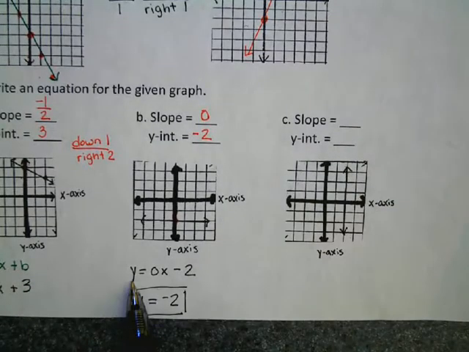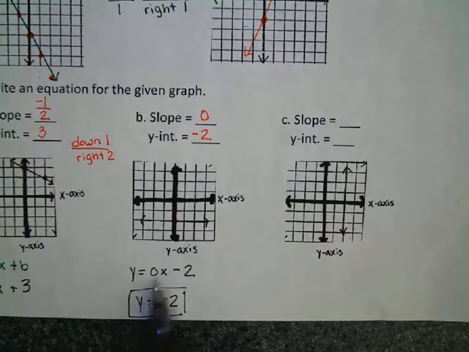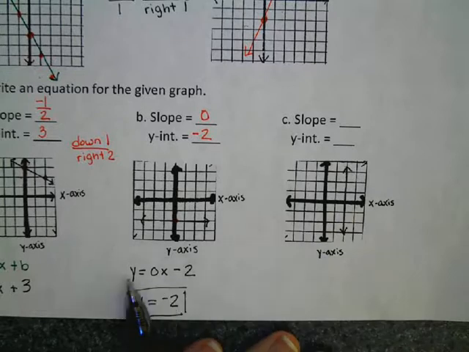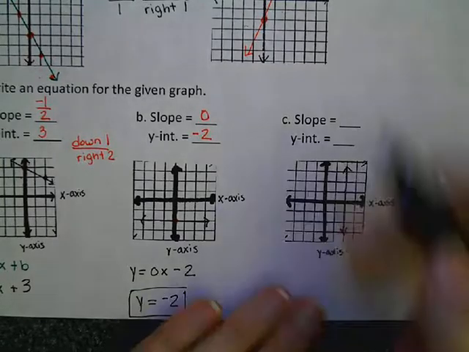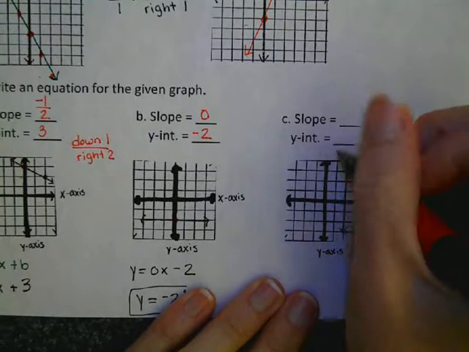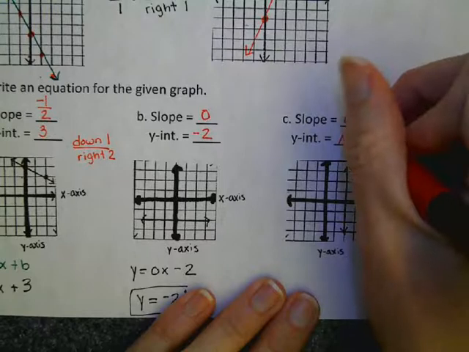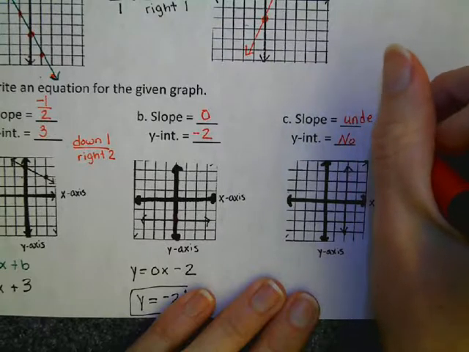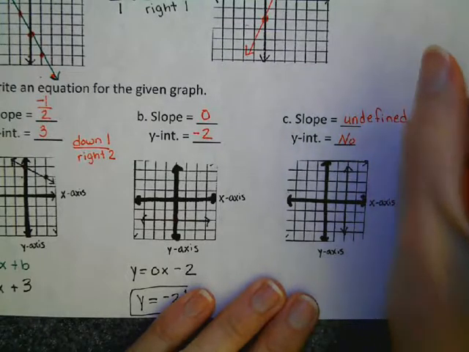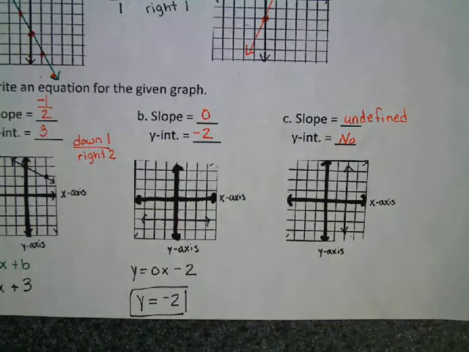This one has no y-intercept. So this one's a little bit different. This one has no y-intercept, and it's a vertical line, so the slope is called undefined. So that doesn't follow any of our rules for slope-intercept form. So how do we write an equation that has no slope and no y-intercept?